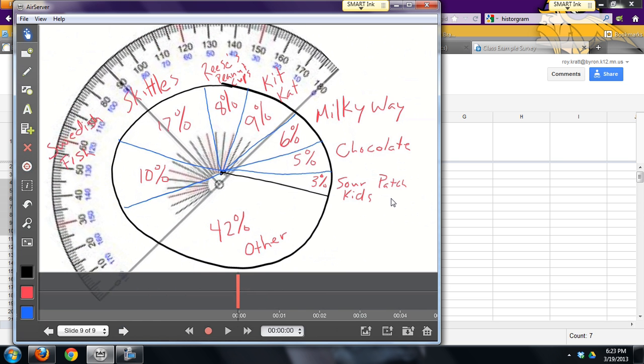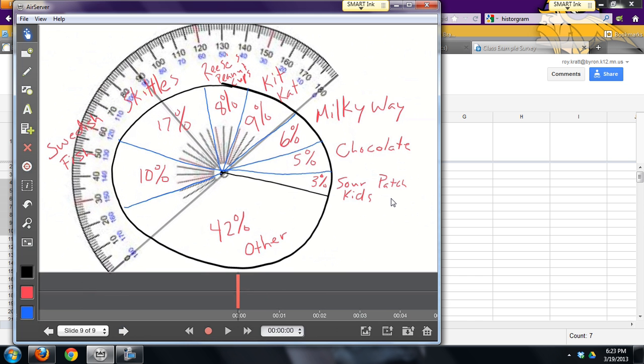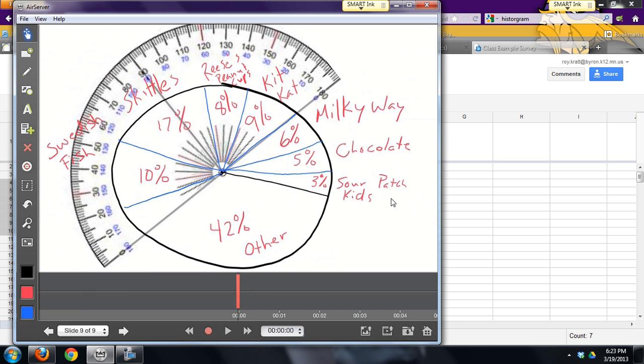Now go to Kit Kats. I think that was 33 degrees. So let's get that zeroed in there. And 33 degrees. So it looks like I'm a little off. I'm close to like 35. But again, that's pretty close. Okay, and there's my 8% and 9%.